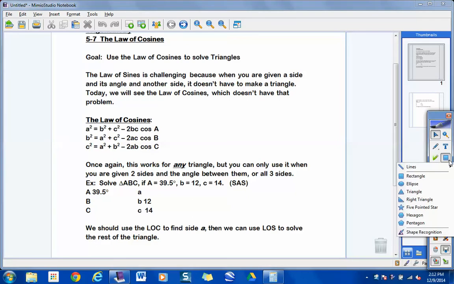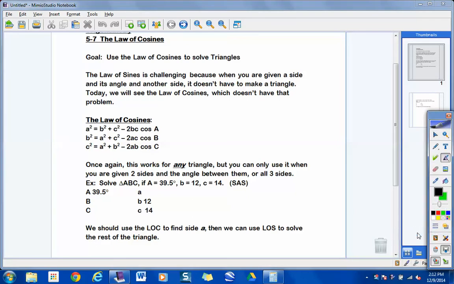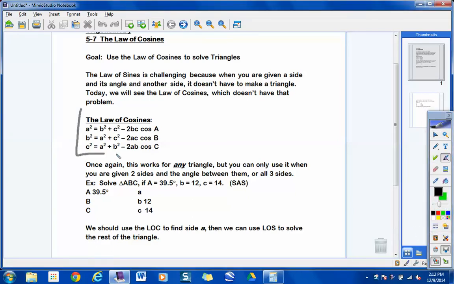Law of cosines, right here. Keeping in mind that small a, small b, small c, those are all sides of a triangle, right? And then capital A, capital B, capital C would be any angles in this, okay? Guys, the law of cosines, there's 3 different formulas up here, but don't let that fool you. What's really going on here is the same exact thing all the time.